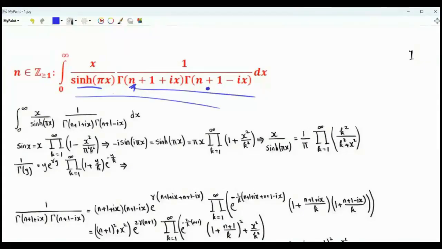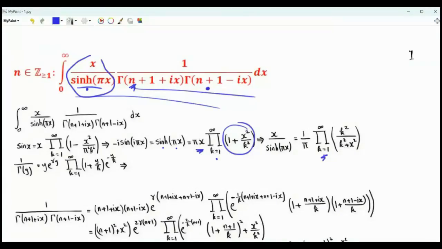Let's start by representing the hyperbolic sine and gamma functions using their product representations. The hyperbolic sine of pi x is equal to pi x, the product k from 1 to infinity, 1 plus x squared over k squared. This means that x over the hyperbolic sine of pi x is 1 over pi, the product of the reciprocal of this quantity, which is k squared divided by k squared plus x squared.